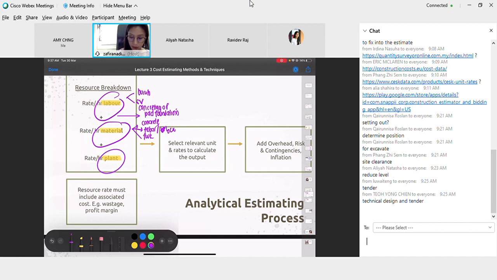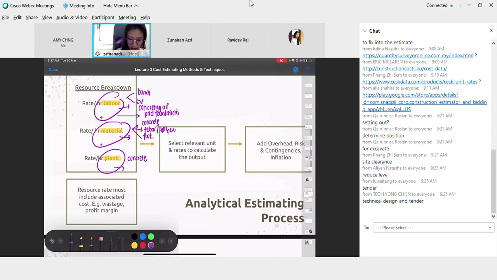Kalau plant, apa plant yang relevant untuk you buat concreting pad foundation? Yang pusing-pusing tu, concrete mixer. I think the name is concrete mixer. So you have to price lah. How much is the cost of the labor? How much is the cost of the material? How much is the cost of the plant?